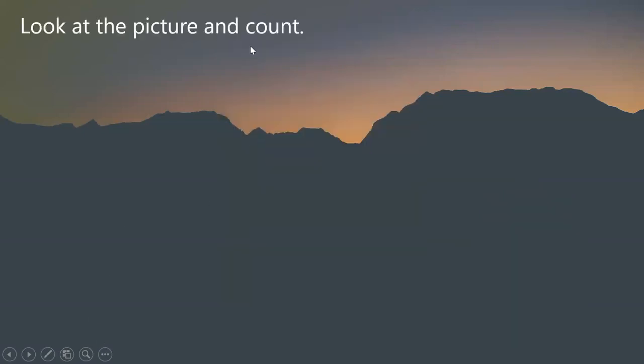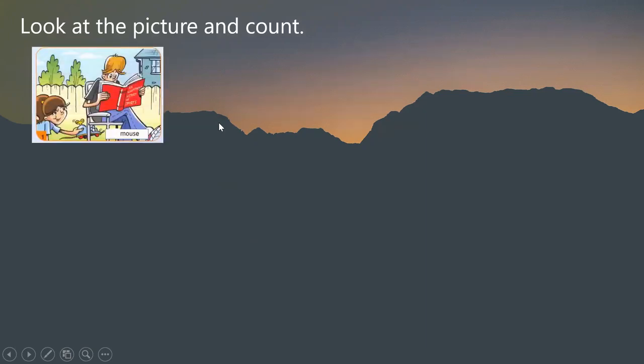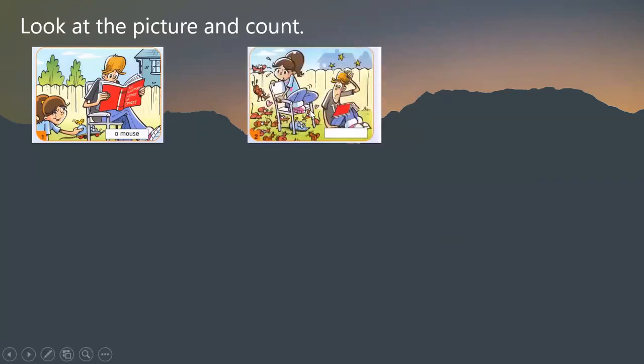So let's go here. Now we are going to look at the picture and count. Please look at the picture. How many mice can you see? Right, so you can see only one, right? So a mouse. And here, how many can you see? Count it. Yes, eleven mice. Mouse here, plural, mice, eleven mice.